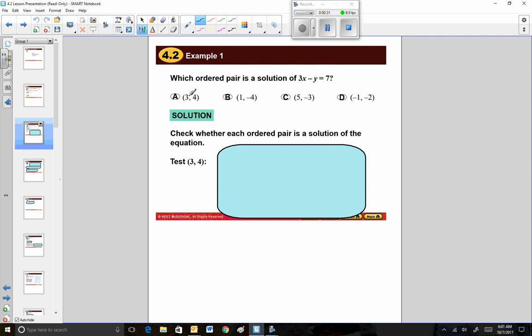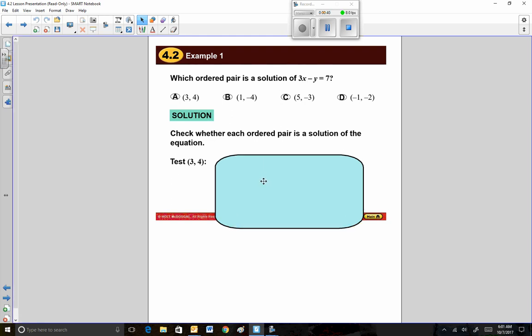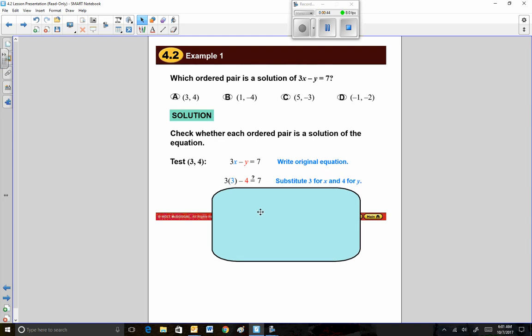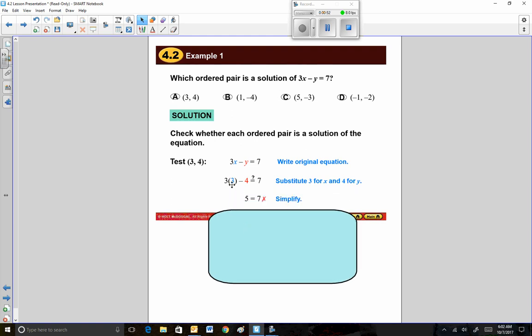For this. Try out the 3. So if we place 3 in for x, we do 3 times 3, we get 9. And we place in the 4 for the y value. So we took 4, substituted in, and we check to see if it actually equals 7. And 3 times 3 is 9, minus 4 is 5. So 5 does not equal 7. So the first one is not a solution.